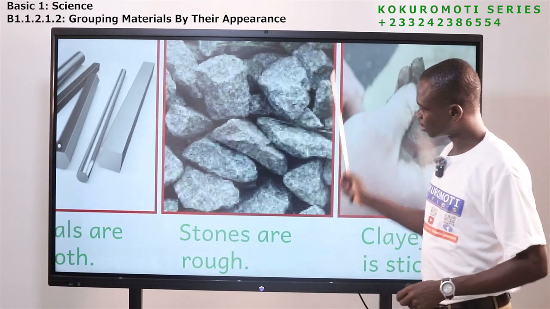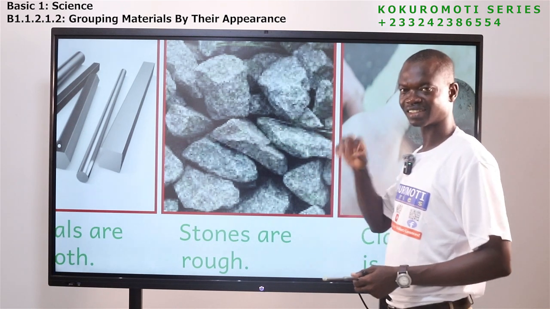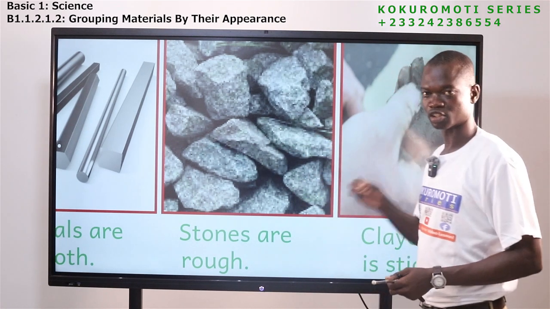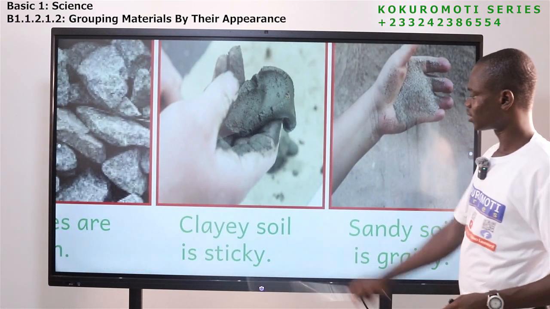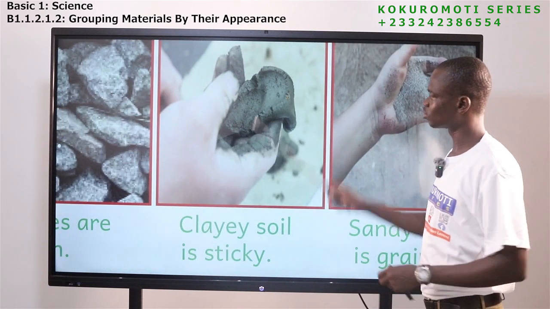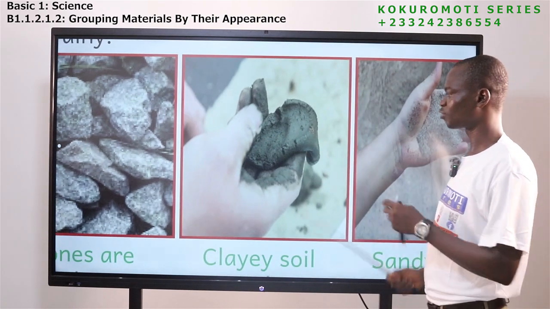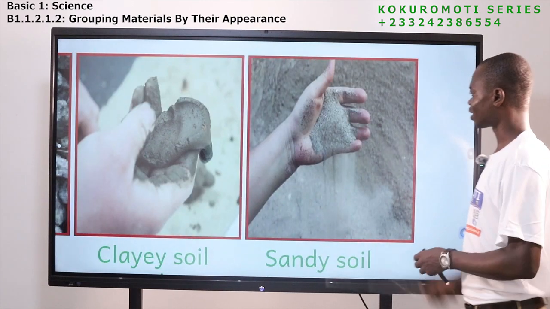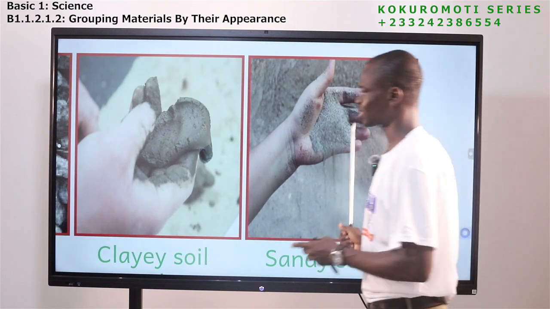These are stones. Stones are also rough. If you touch stone, you see that the surface is not smooth, but it is rather rough. The next one is what? Clay soil is sticky. Look at clay soil. A person is using the hand. I've told you that for texture we use the hand to tell. The next one is sandy soil. Sandy soil too has this texture.